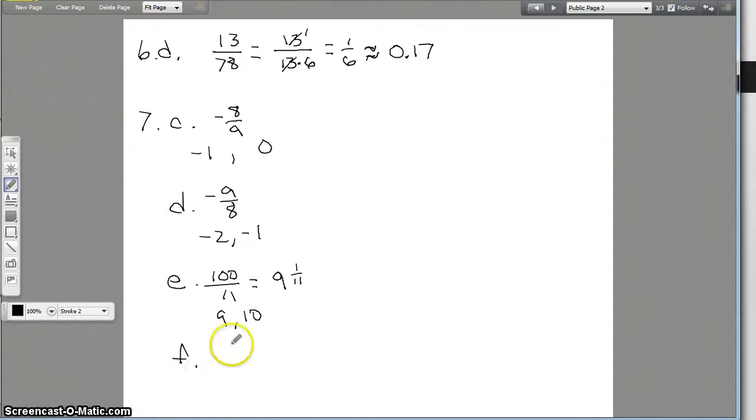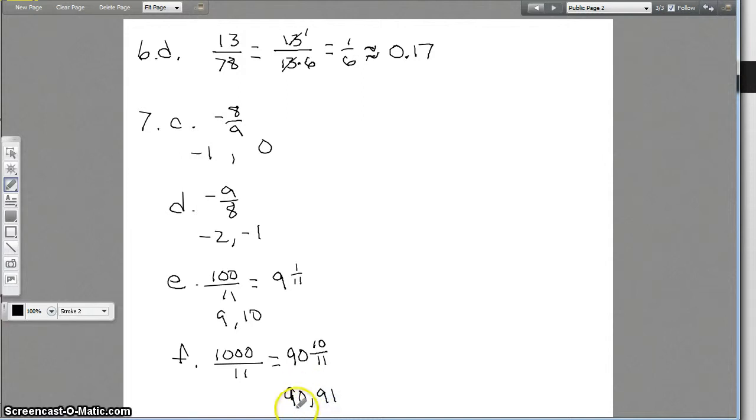Part F is 1000/11. Well, look at this. Our number on top is just multiplied by 10, which means that our 11 ought to go in it 10 times as many times. So it ought to go in 90 times. 90 times 11 is 990. And so that means there's going to be 10 left over to get to 1,000. So it's going to be 90 and 10/11. Now it's easy to see that this is between 90 and 91.